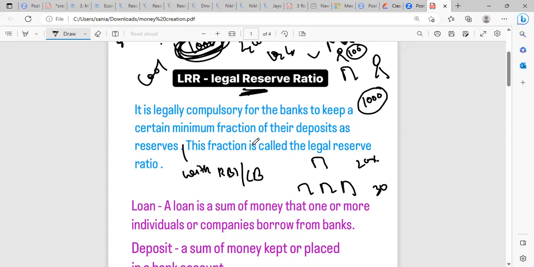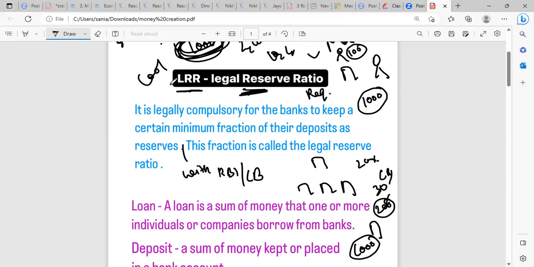Okay. This fraction, for example, you deposited 1000 rupees, right? So commercial bank got 1000 rupees. From this 1000 rupees, 200 rupees they kept as LRR, right? So this 200 rupees is your LRR, which is basically the fraction which you kept with the RBI or the central bank. I hope you are clear with this. And remember one thing, it can be legal reserve ratio or it can be legal reserve requirement. Both are correct.